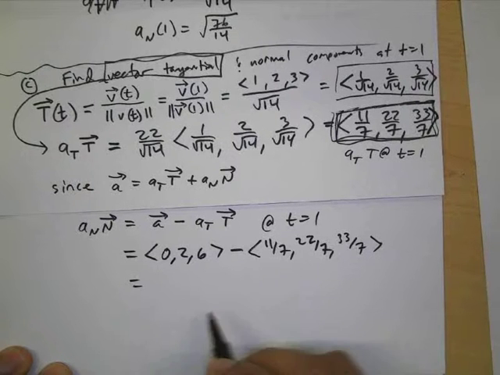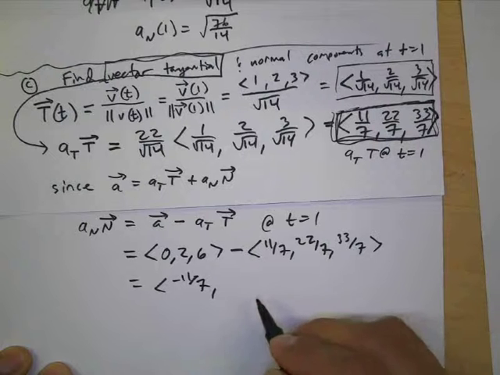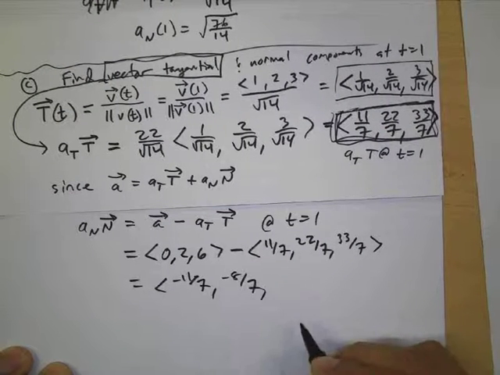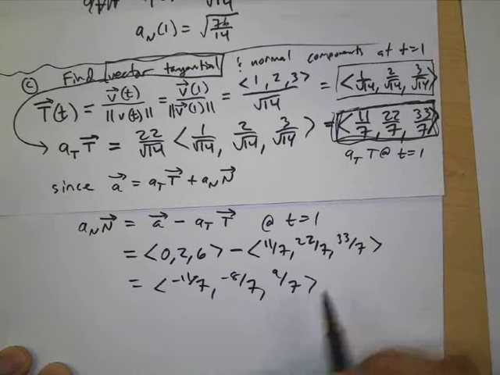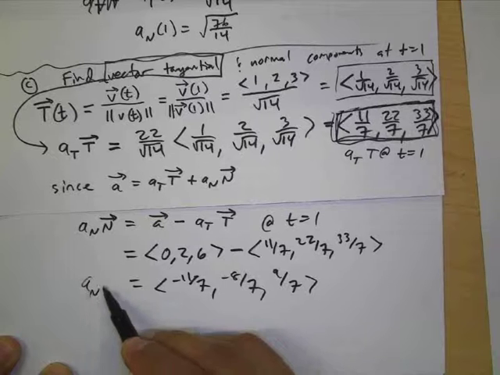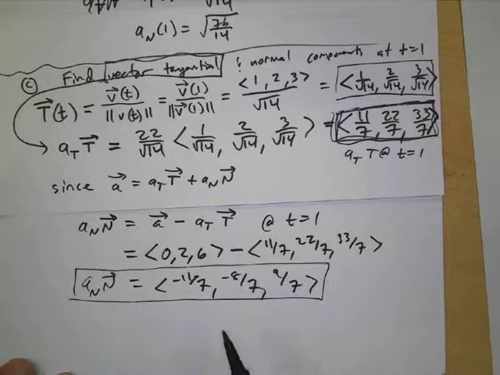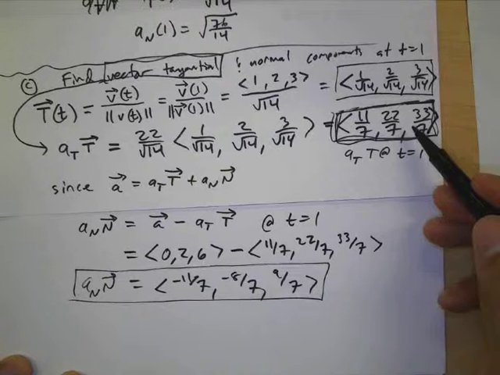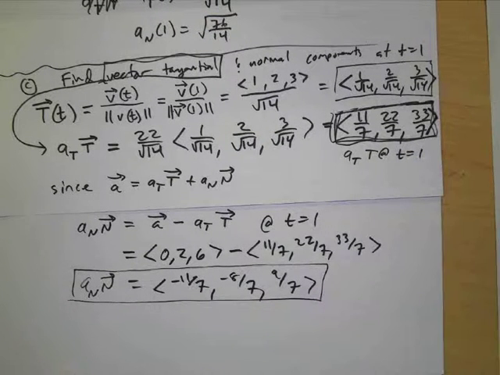So then if we do the math, we are done. Negative 11 sevenths, 14 minus 22, negative 8 sevenths, 42 minus 33, 9 sevenths. So here is the unit normal vector, or I'm sorry, the normal component. They're so wordy. The normal component of acceleration, the vector anyway, and here's the tangent component of acceleration in vector form. Okay.